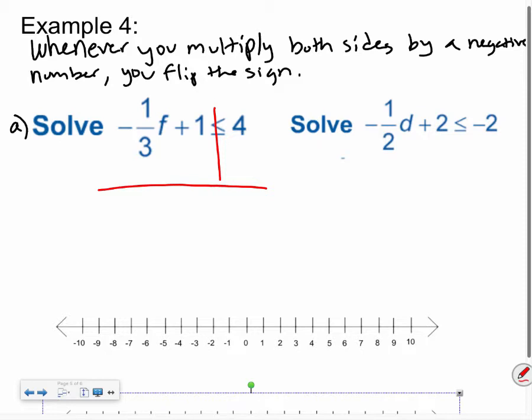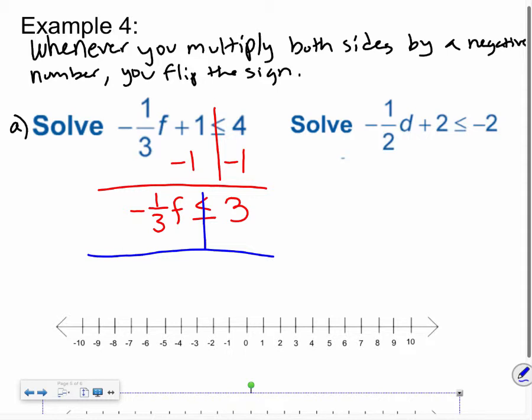So first things first, I have a plus 1. I'm going to subtract 1. So I now have negative 1/3 f is less than or equal to 3. Since I only subtracted 1 from both sides, the sign gets to stay the same. Now let's look at the next step. We have negative 1/3 f is less than or equal to 3.